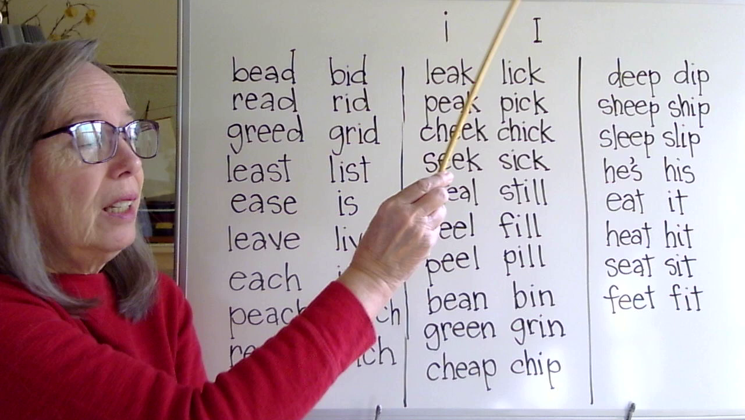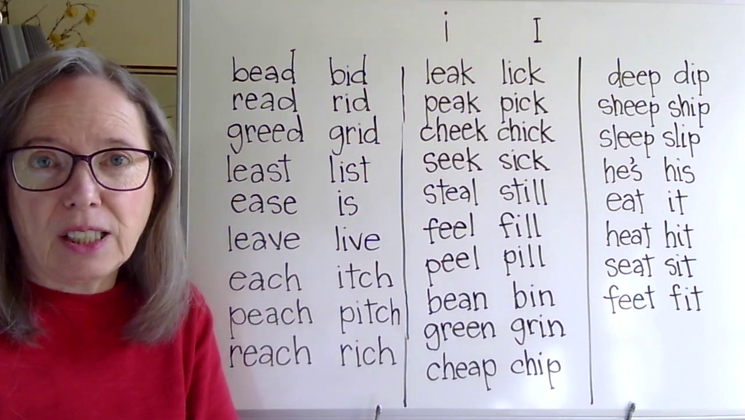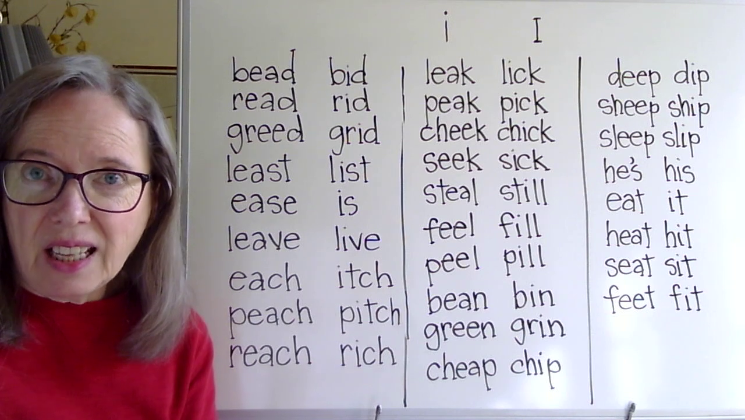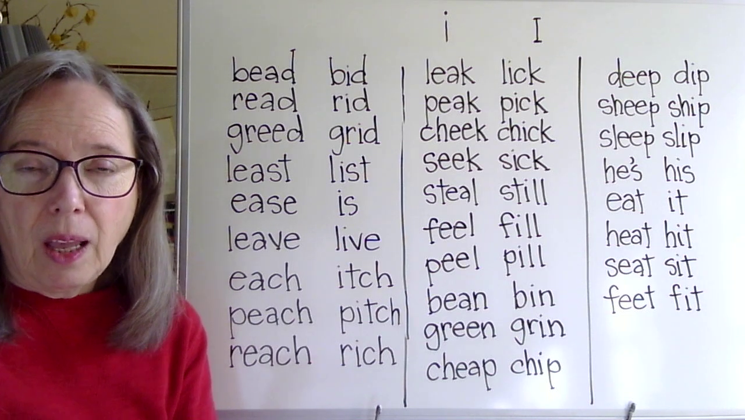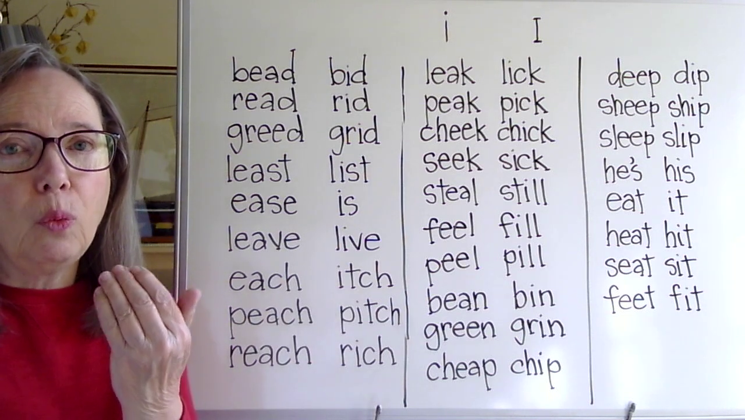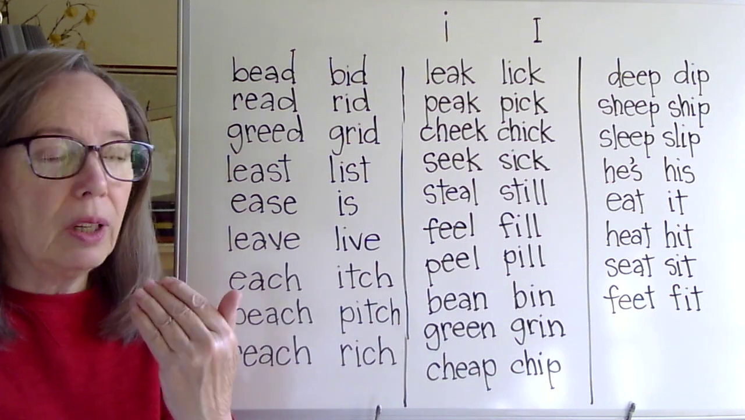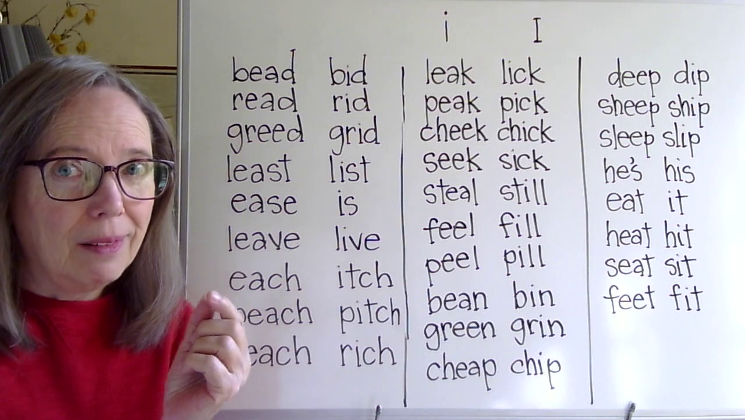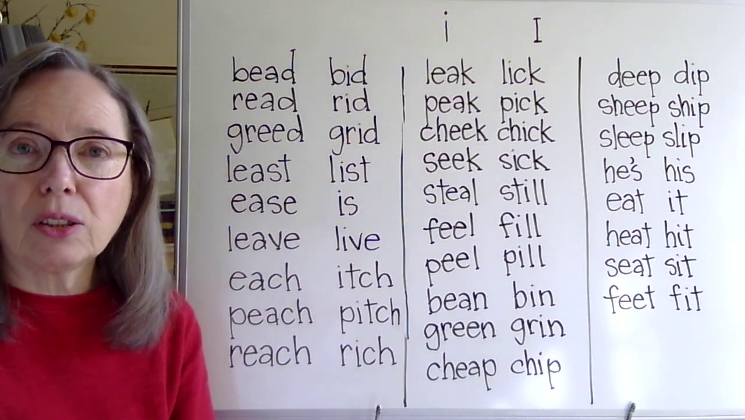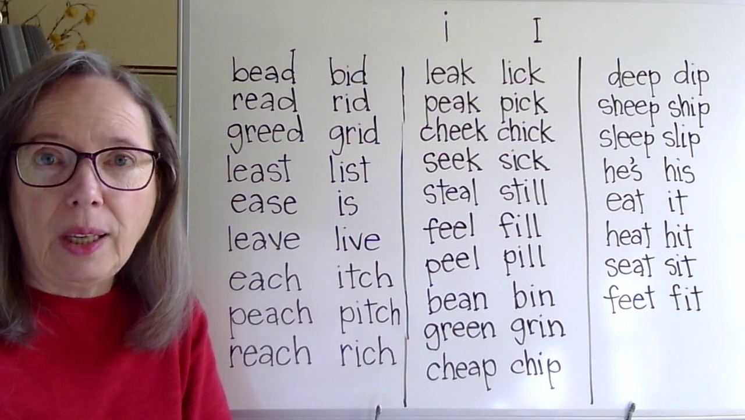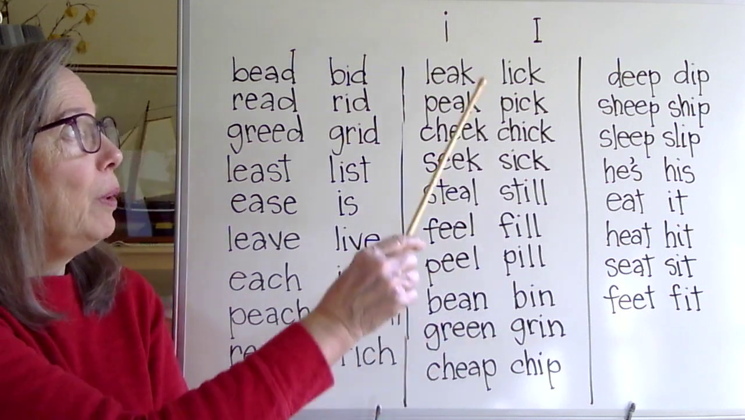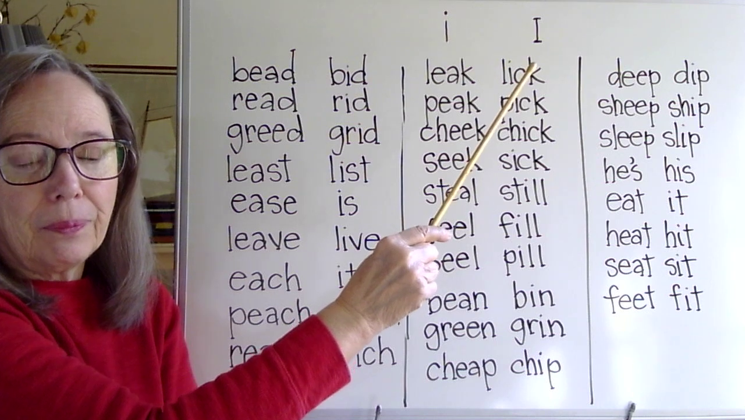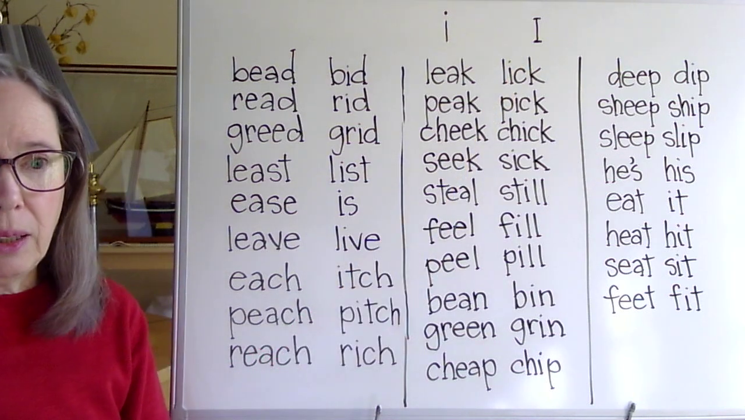But when we say I, which is a lax vowel, we take away that tense tongue. And when we do that, the tongue will relax, it will come down a little bit, and it will go back a little bit. So these are small movements, but we can hear the difference between E and I. Okay, let's look at the minimal pairs.